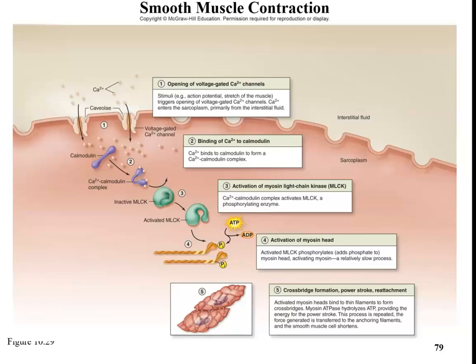So overall, big takeaways, it's going to be a slower process. It's kind of a more smooth, sustained contraction. It's not under voluntary control. The calcium comes from the interstitial fluid. It uses calmodulin, and it uses myosin light chain kinase.